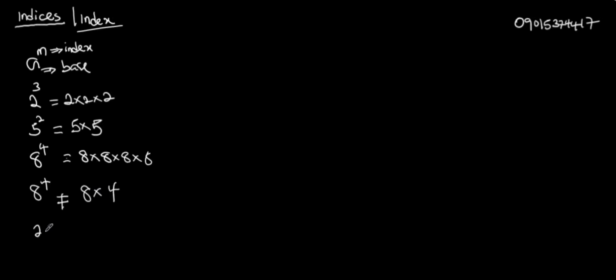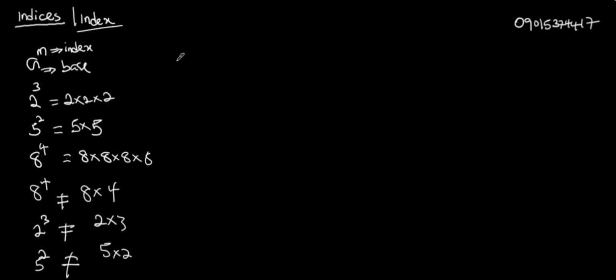Likewise, 2 raised to power 3 is not 2 times 3. 5 raised to power 2 is not 5 times 2. Rather, the index is telling us how many times the base will multiply itself. Now, when we have more than one index, that is when it becomes indices.